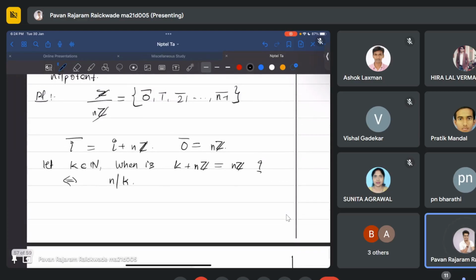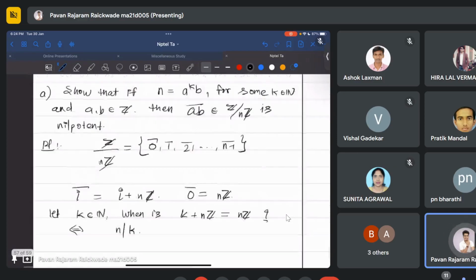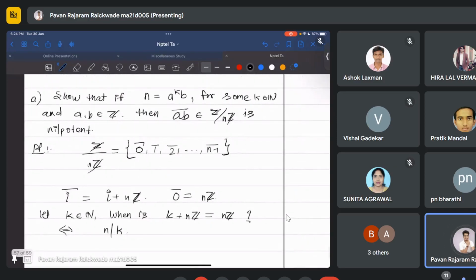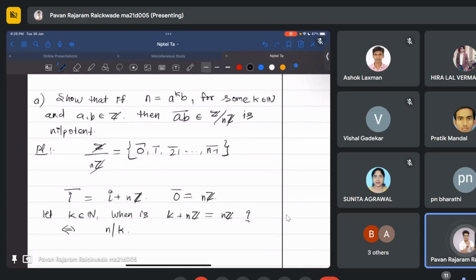Okay? This is the description of Z upon nZ. So my question is, if a and b are integers such that a to the power k times b, for some integer k, is equal to n, then I have to show that ab bar is a nilpotent element of Z upon nZ. Right? Okay, how do I show this?